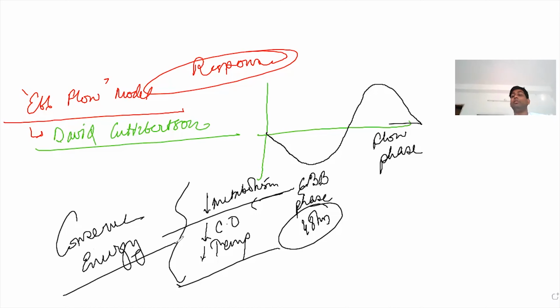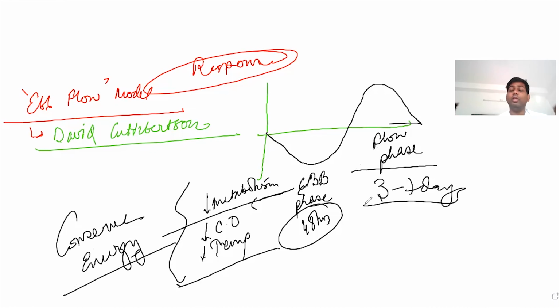All right, you are trying to conserve the energy for future purpose. Now, after 48 hours, the patient will enter into the flow phase. Now, what is this flow phase? It starts from 3 days and lasts till 7 days. The flow phase lasts 3 to 7 days. What happens in the flow phase?